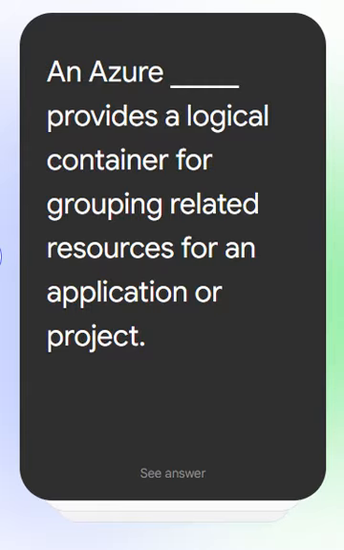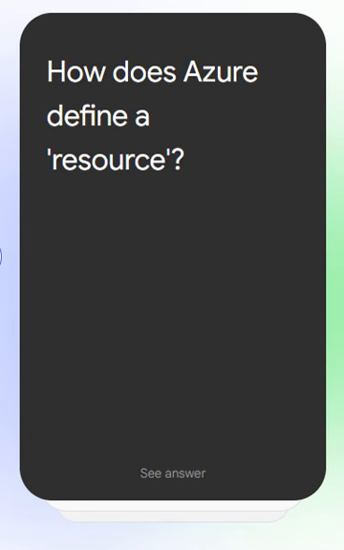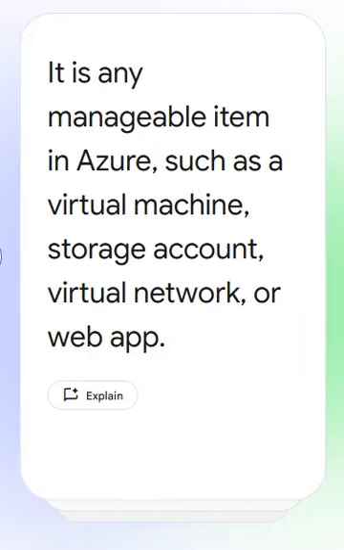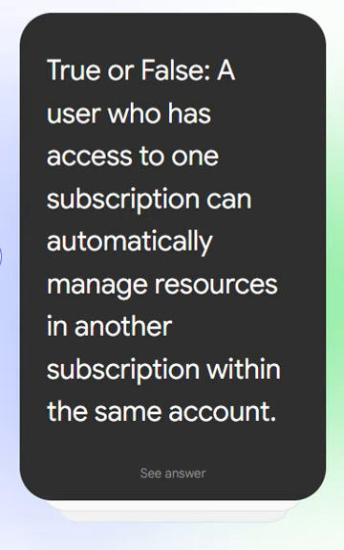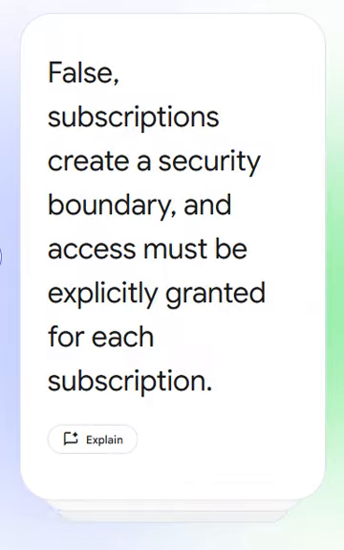An Azure resource group provides a logical container for grouping related resources for an application or project. How does Azure define a resource? It is any manageable item in Azure such as a virtual machine, storage account, virtual network, or web app. True or false? A user who has access to one subscription can automatically manage resources in another subscription within the same account. False. Subscriptions create a security boundary and access must be explicitly granted for each subscription.